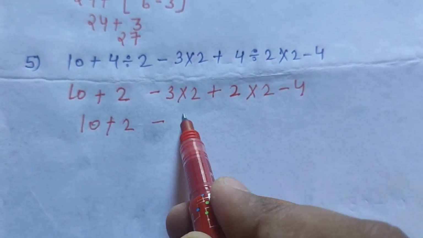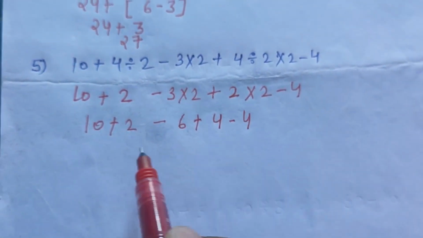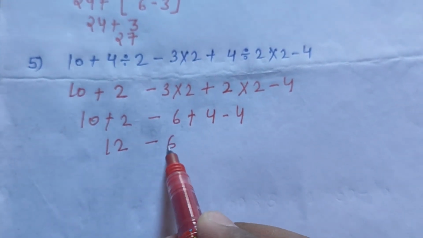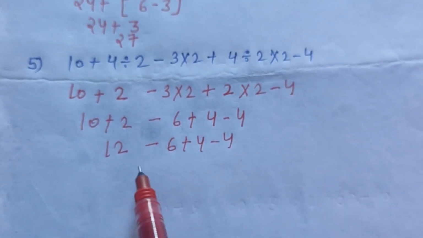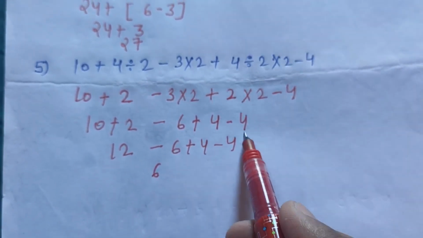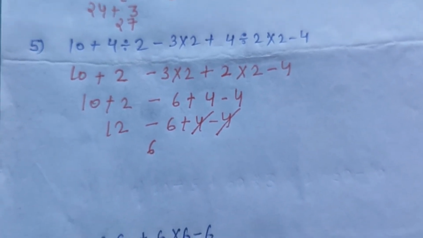3 2s it is 6. 2 2s it is 4. Now we will plus 10 plus 2, 12. 12 minus 6 it will be 6. Or 4 minus 4, this can be cut because one is in plus, one is in minus. So our answer will be 6.